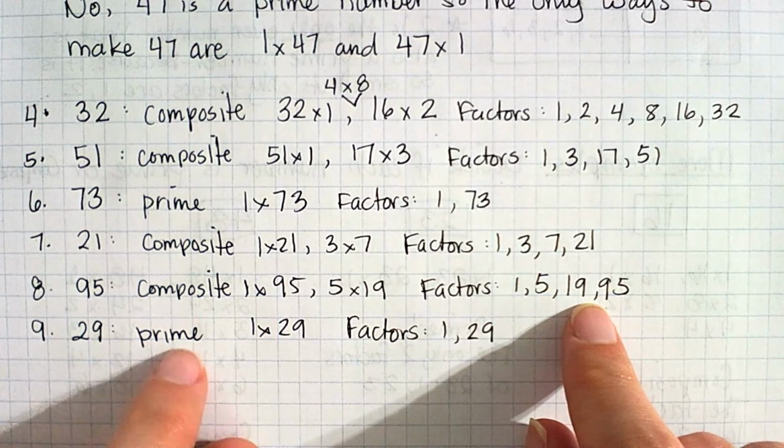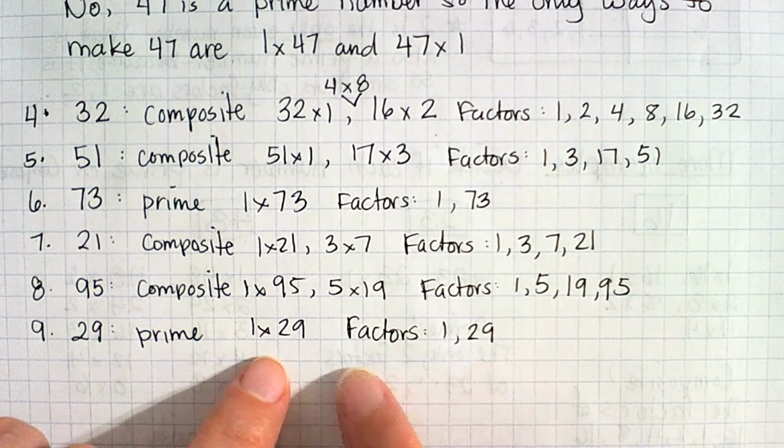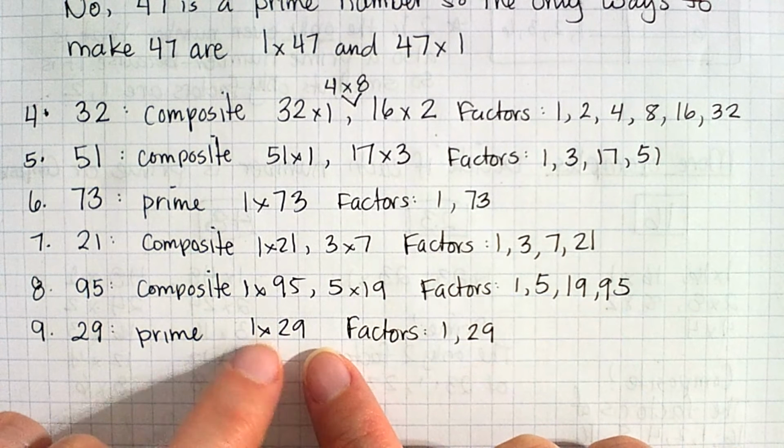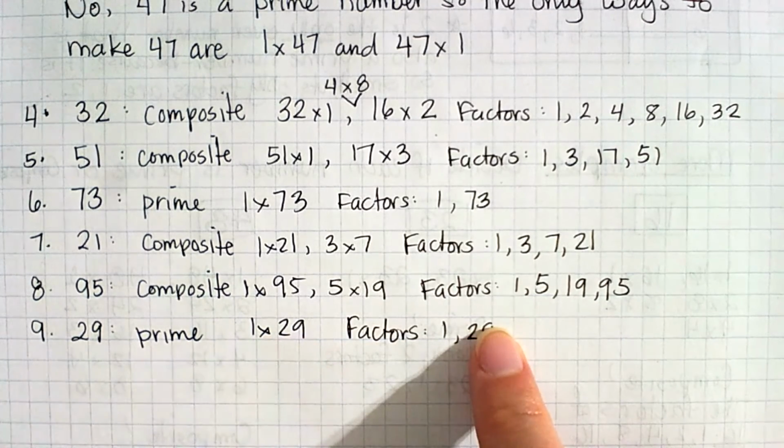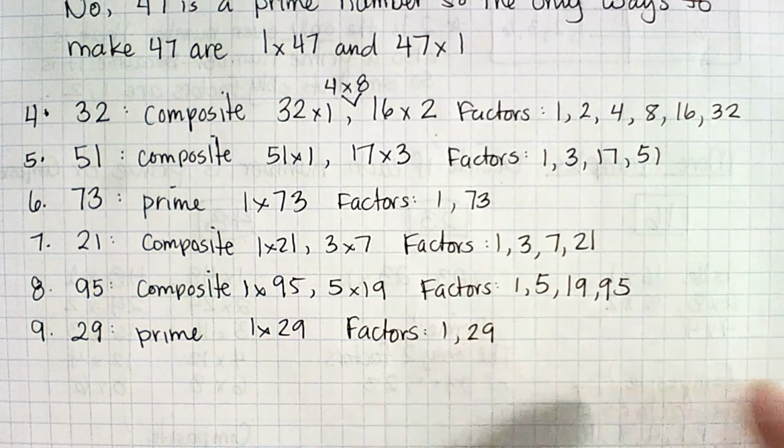And then the number 29, we found out is a prime number because the only way we were able to make 29 is by multiplying it by 1 by itself. So 1 times 29 was the only way to make 29.